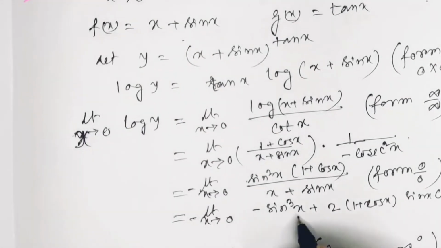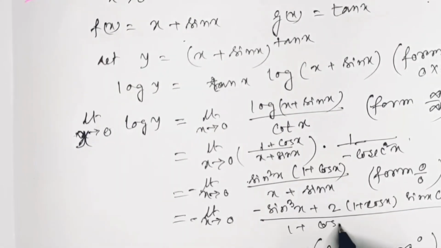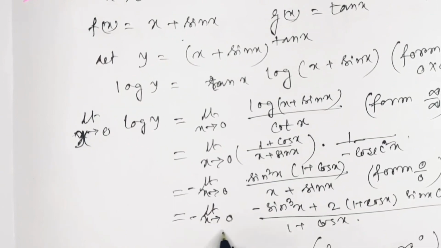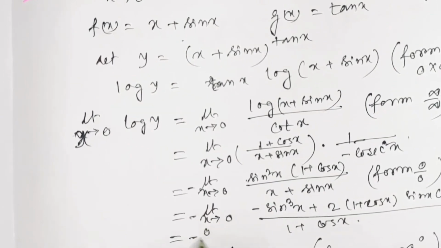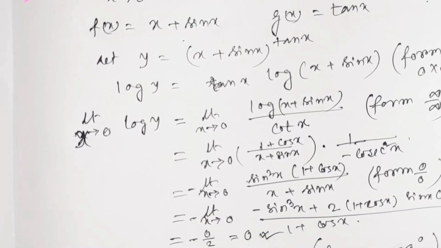Okay, and then divided by 1 plus cos x, and if we substitute the x limit, then we find it out. Here it is 0 minus 0 by 2, so that is nothing but 0. So this is our limiting value.